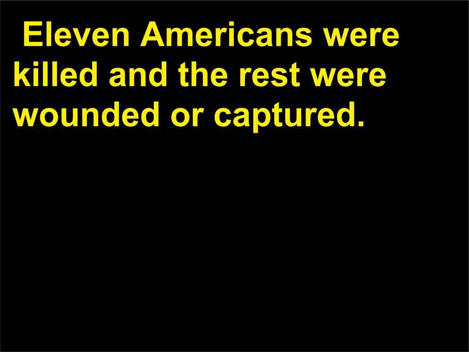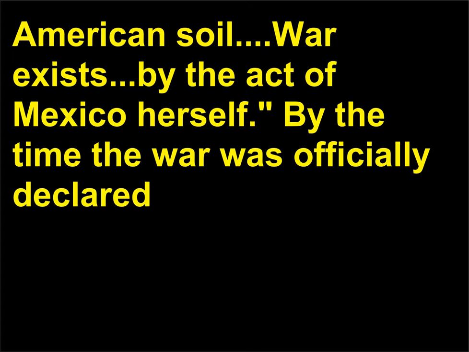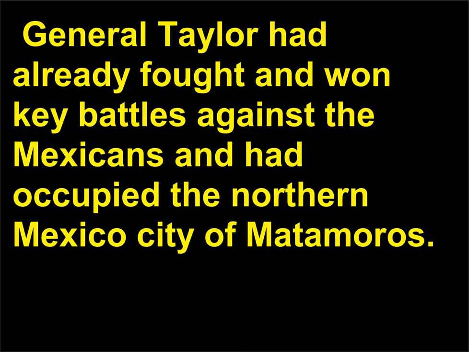On May 11, Polk delivered a message to Congress, concluding, "Mexico has shed American blood upon the American soil. War exists, by the act of Mexico herself." By the time the war was officially declared, on May 13, just more than 1 year after Polk had been sworn into office, General Taylor had already fought and won key battles against the Mexicans and had occupied the northern Mexico city of Matamoros.